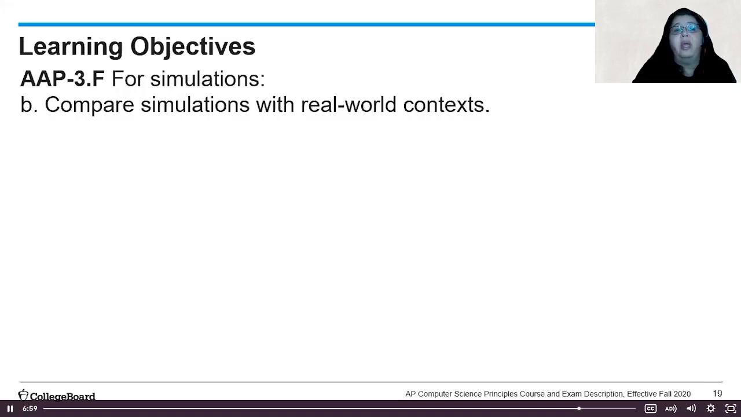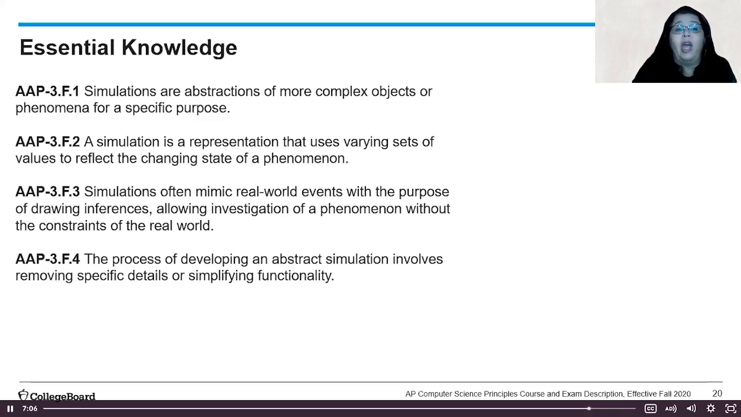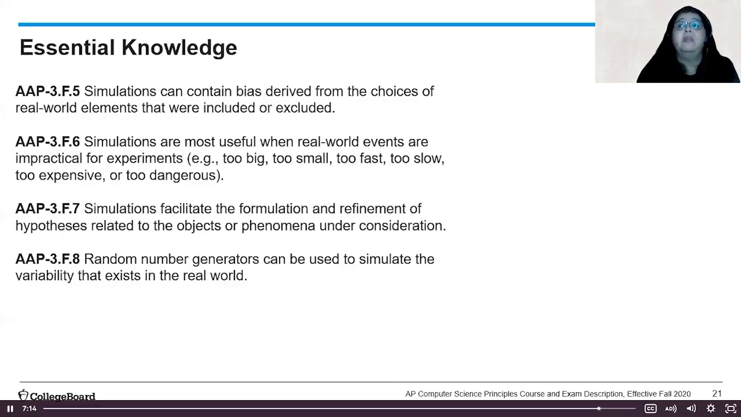So what should you take away? Simulations, we use them to mock real world events or phenomenon. They're abstract. We use a lot of data. They have bias, they have constraints, but in comparison with an experiment, simulations usually are cheaper, they're faster, they're safer. So they are our go-to when an experiment is impractical. And again, let's remember, we do use randomization to help us simulate variability in the real world.